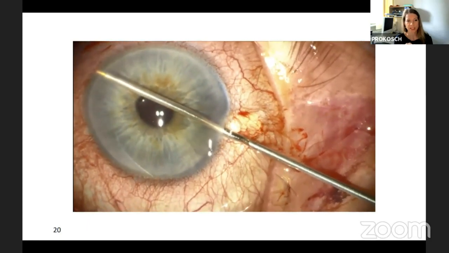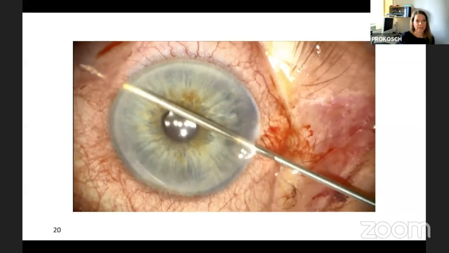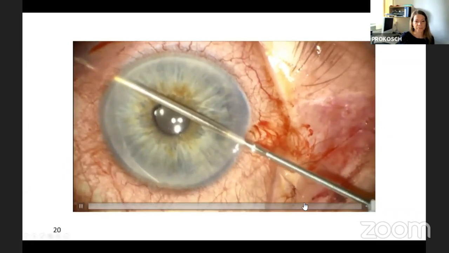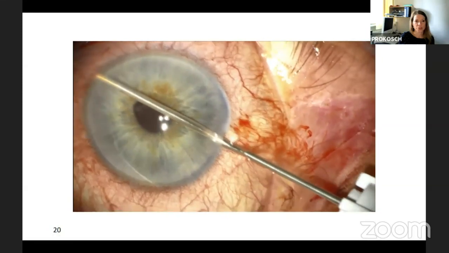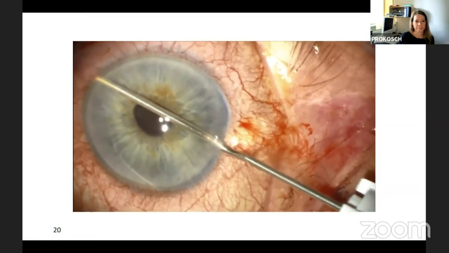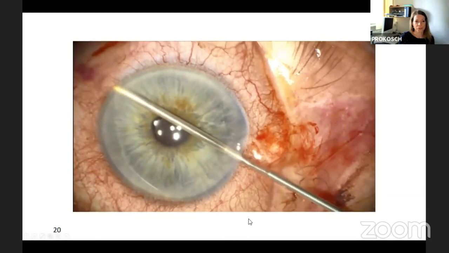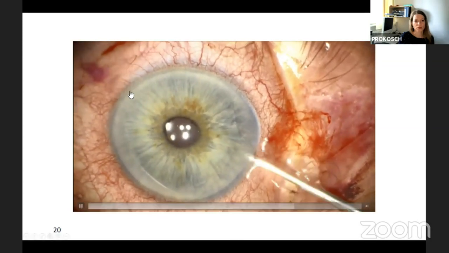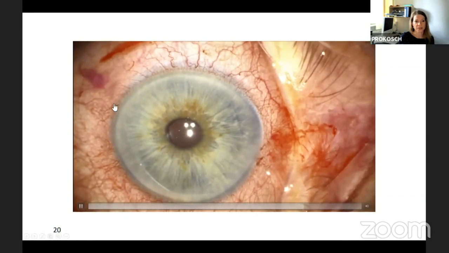And you just push it in. You see the small tip coming out. And then you push the Xen stent in underneath the conjunctiva. And you retract the injector. You just retract it. Ideally, you can hardly see it, and you've got the Xen underneath the conjunctiva.